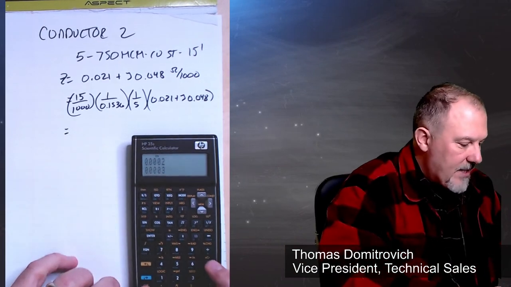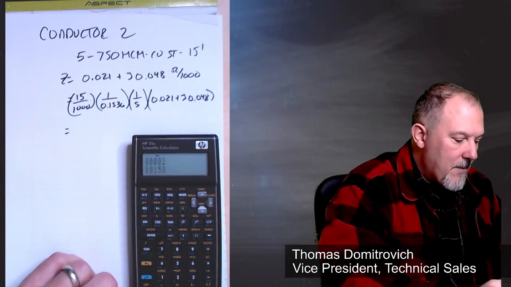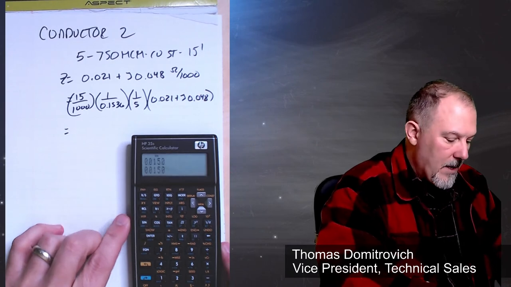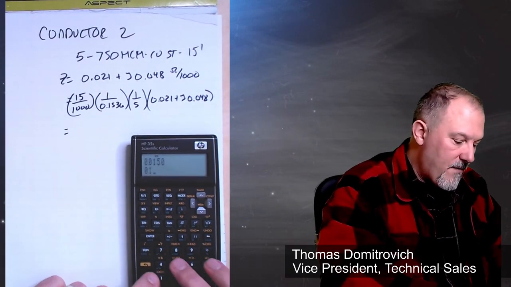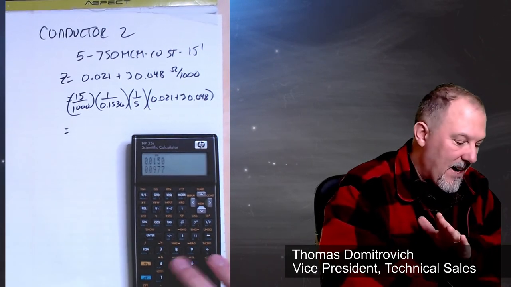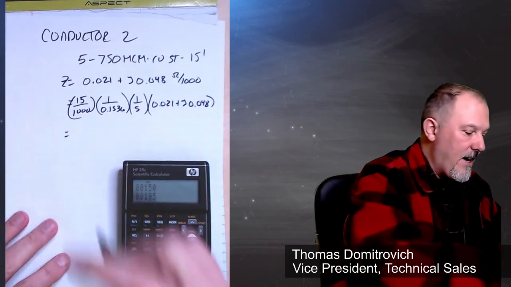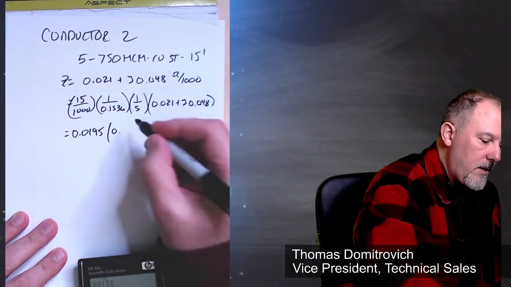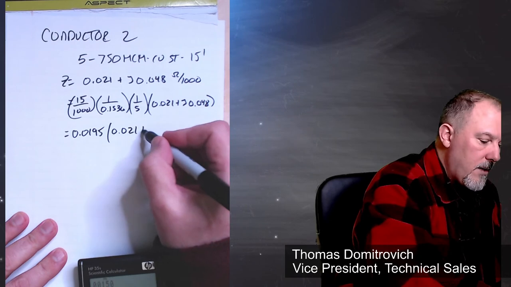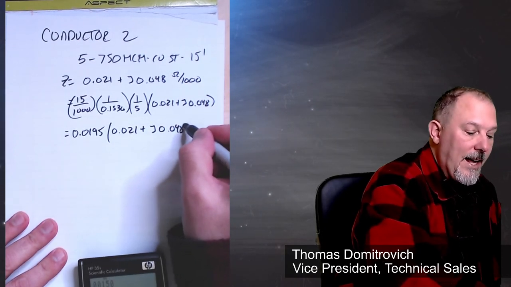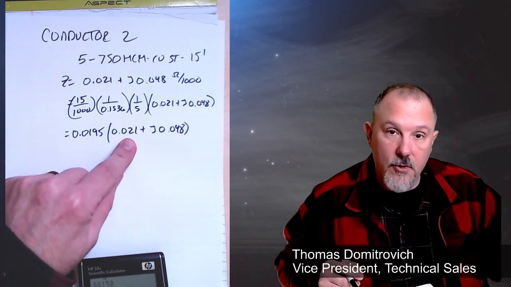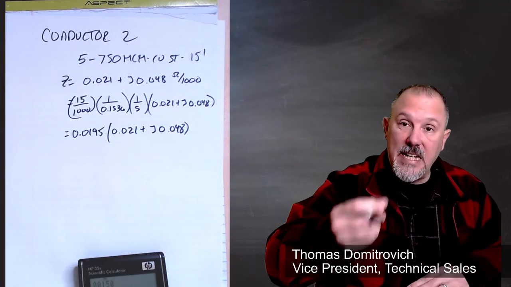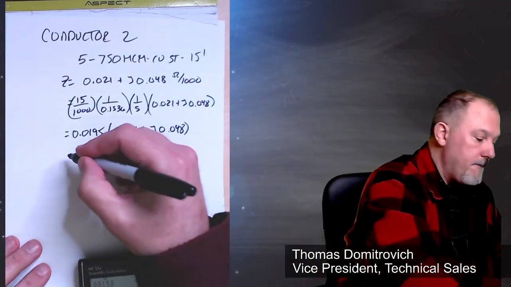What is 15 divided by 1,000? It is 0.015. I have to divide that by 0.1536. I got to divide that by 5. 0.0195 times 0.021 plus J 0.048. Okay, so 0.0195 times 0.021, 0.0195 times 0.048 gives me what? My per unit impedance for 15 foot of 5 conductors in parallel.